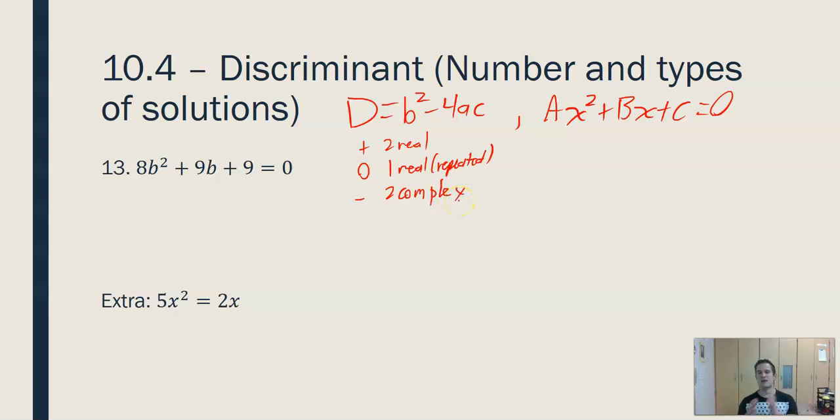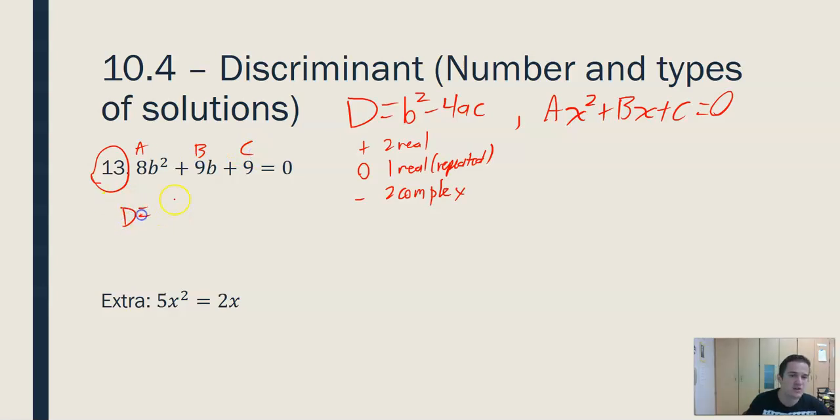So the discriminant is a way for me to know, without even solving the quadratic, what kind of solutions I'm going to get. So here I have 8b squared plus 9b plus 9. This is number 13 on your review worksheet. So this is my a, b, and c.